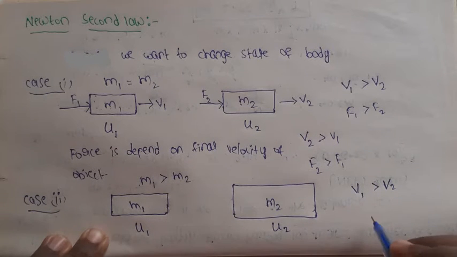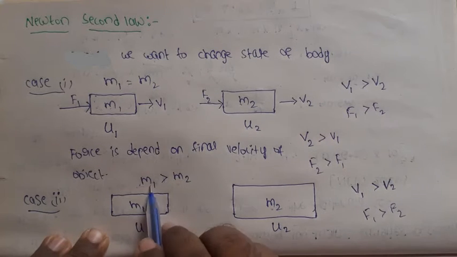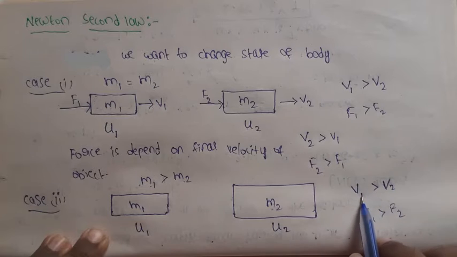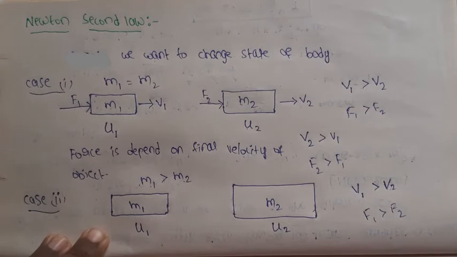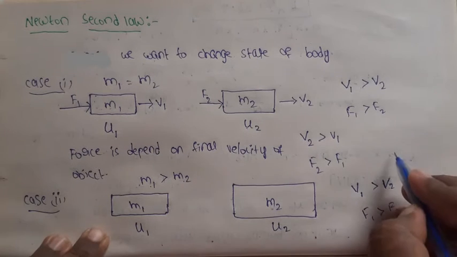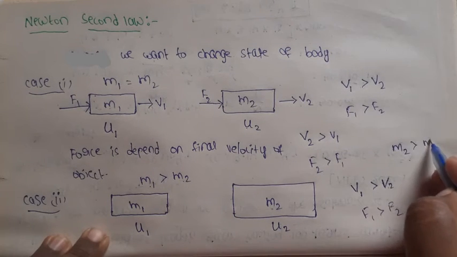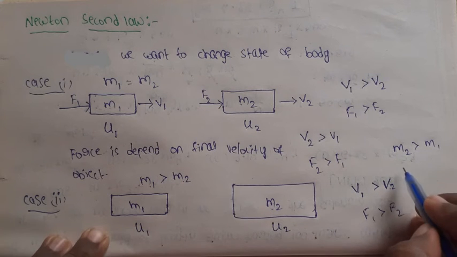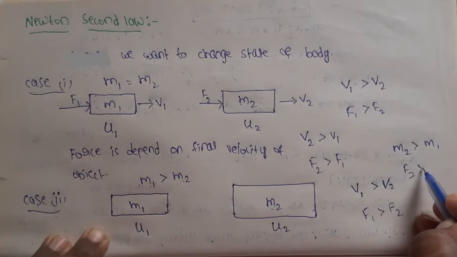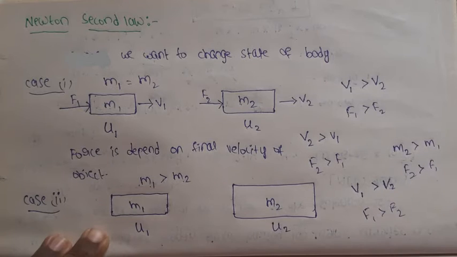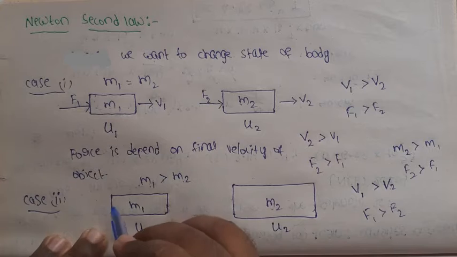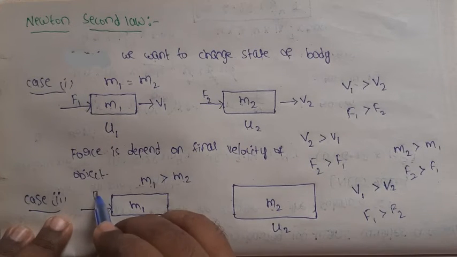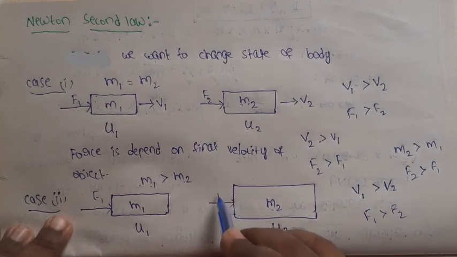Okay, how much force is required here? F1 is greater than F2, since m1 is greater than m2. Here the velocity v1 is greater than v2, so we need to apply the force F1 greater than F2. If I change the mass so that m2 is greater than m1, how much force do we need to apply? F2 greater than F1. So if you increase the mass of the body, we need to increase the applied force also. Here I am applying the force F1, here I am applying the force F2.